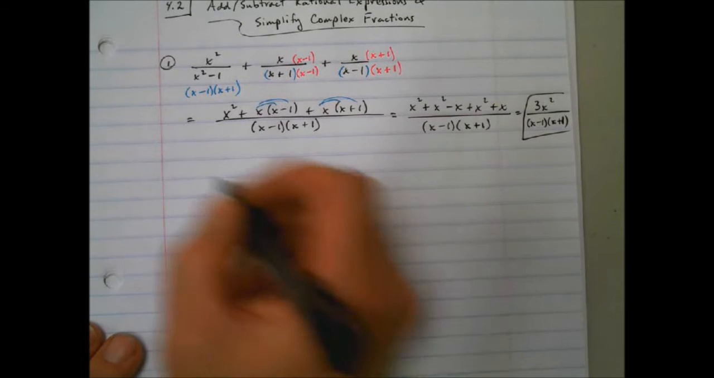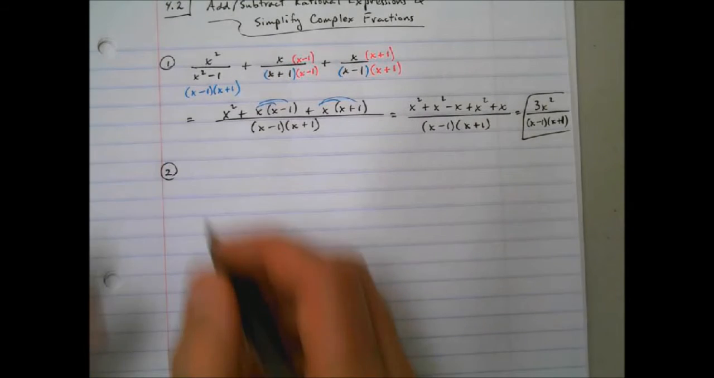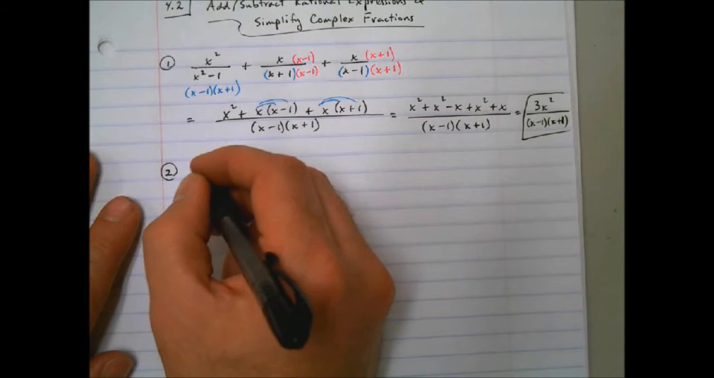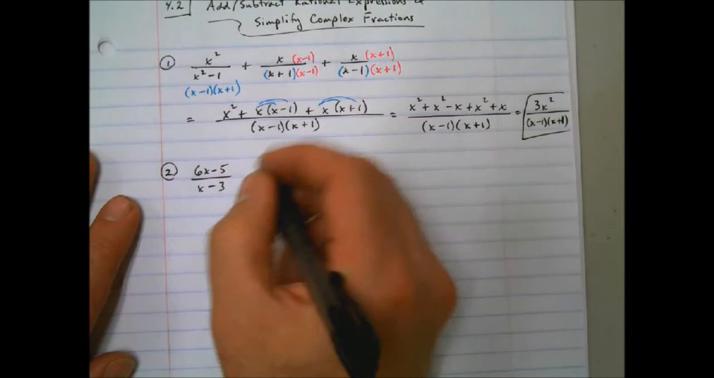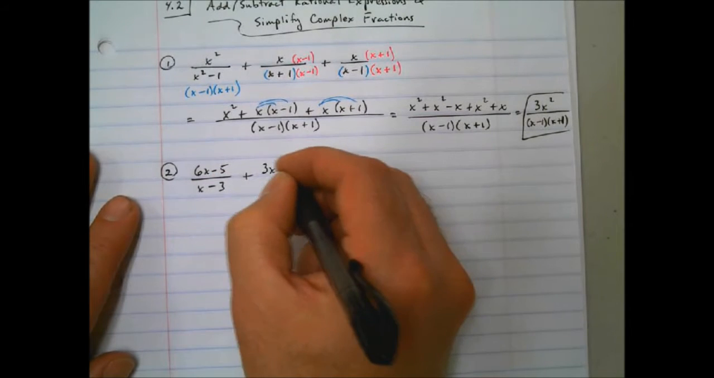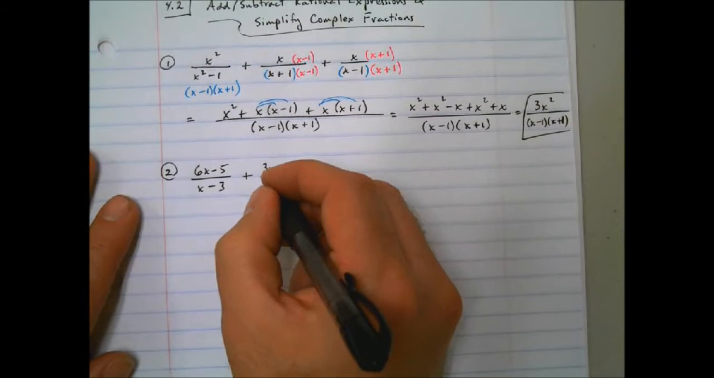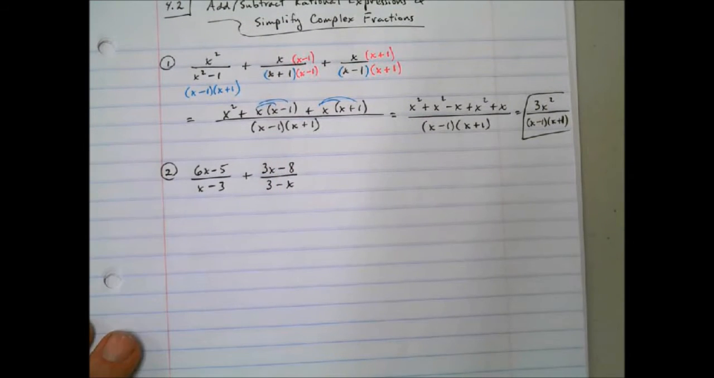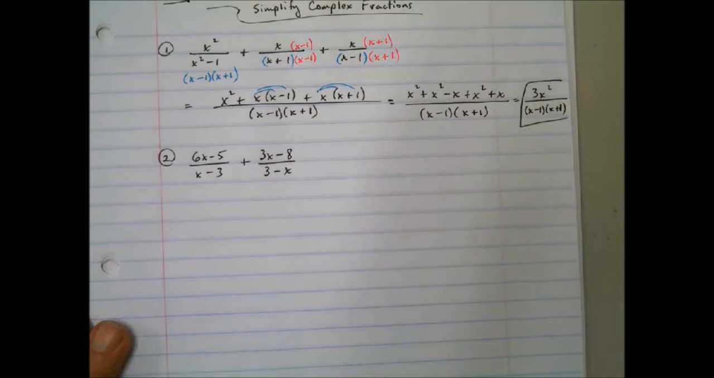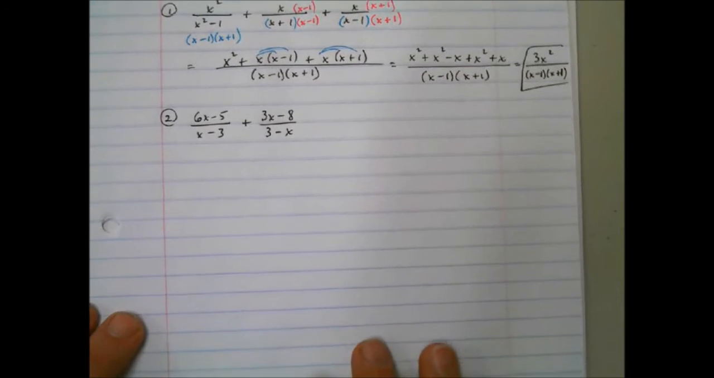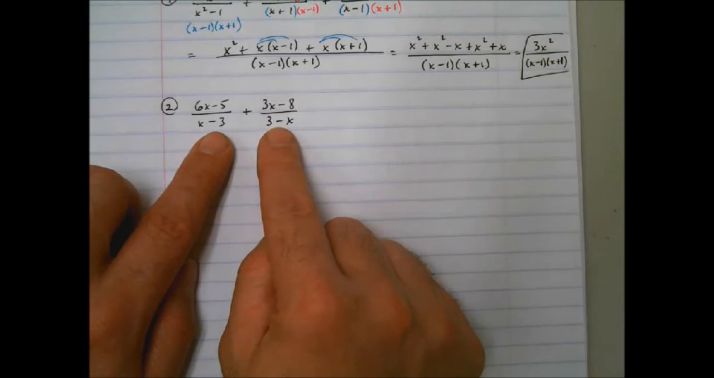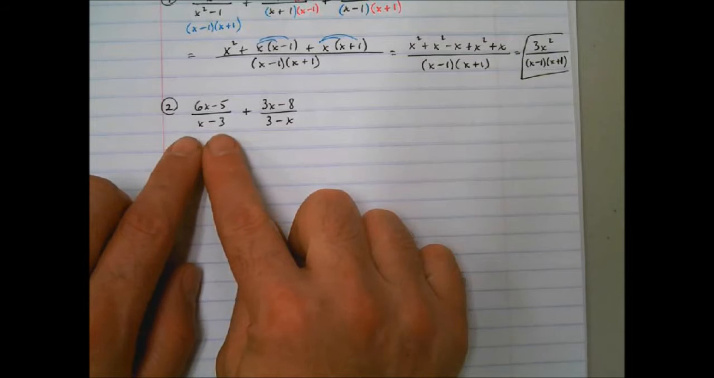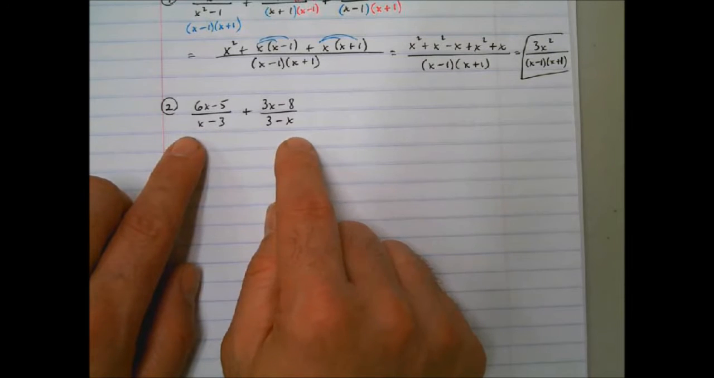Problem number 2. 6x minus 5 over x minus 3 plus 3x minus 8 over 3 minus x. Okay, so adding, subtracting, common denominator. Now it's good to pay attention. Notice the x minus 3 and 3 minus x, they are opposites. And so I don't need to multiply the fraction on the left, top and bottom, by 3 minus x, and the fraction on the right, top and bottom, by x minus 3.